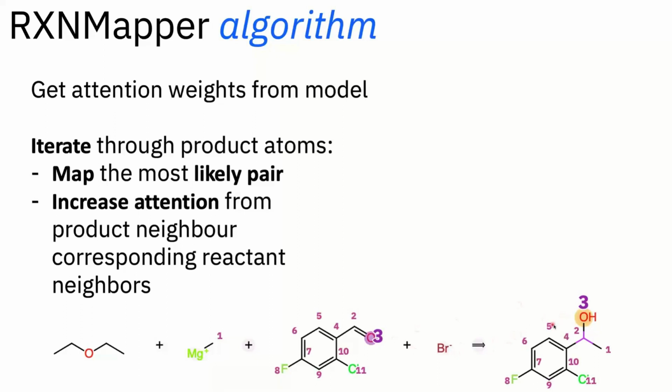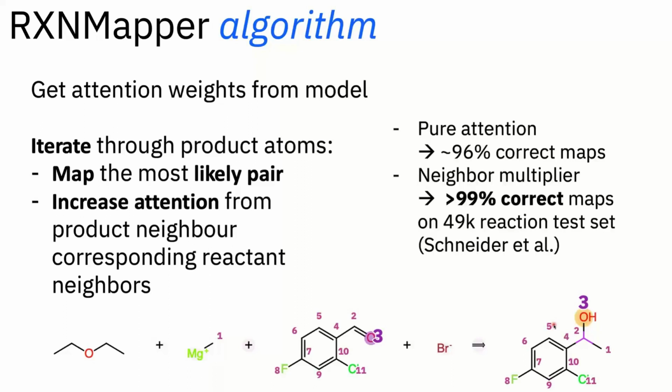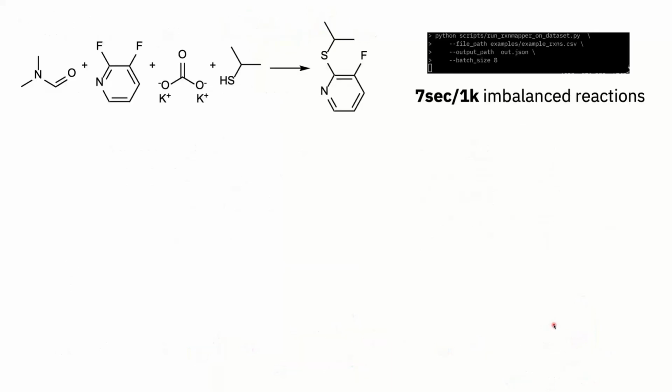So here I already show you the full atom mapping, but we would start from a non-atom-mapped reaction, and the atoms would be tagged one by one. And using pure attention, we would already get roughly 96% correct maps. And with this neighbor multiplier on top, we got up to 99% on a test set of high quality atom maps by Nadine Schneider and co-workers.